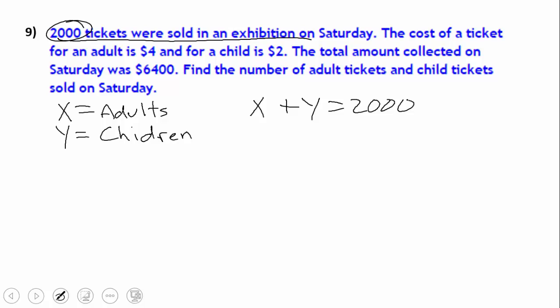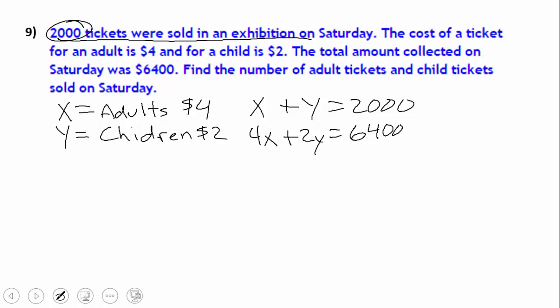So I know my first equation is x plus y equals 2,000. And then it says that the adult ticket is $4, and $2 for a child ticket. And that when we sold those, there was $6,400 collected. So our second equation would be 4x plus 2y equals 6,400. Now once again, we find ourselves with 2 equations to make a system, and we need to solve.